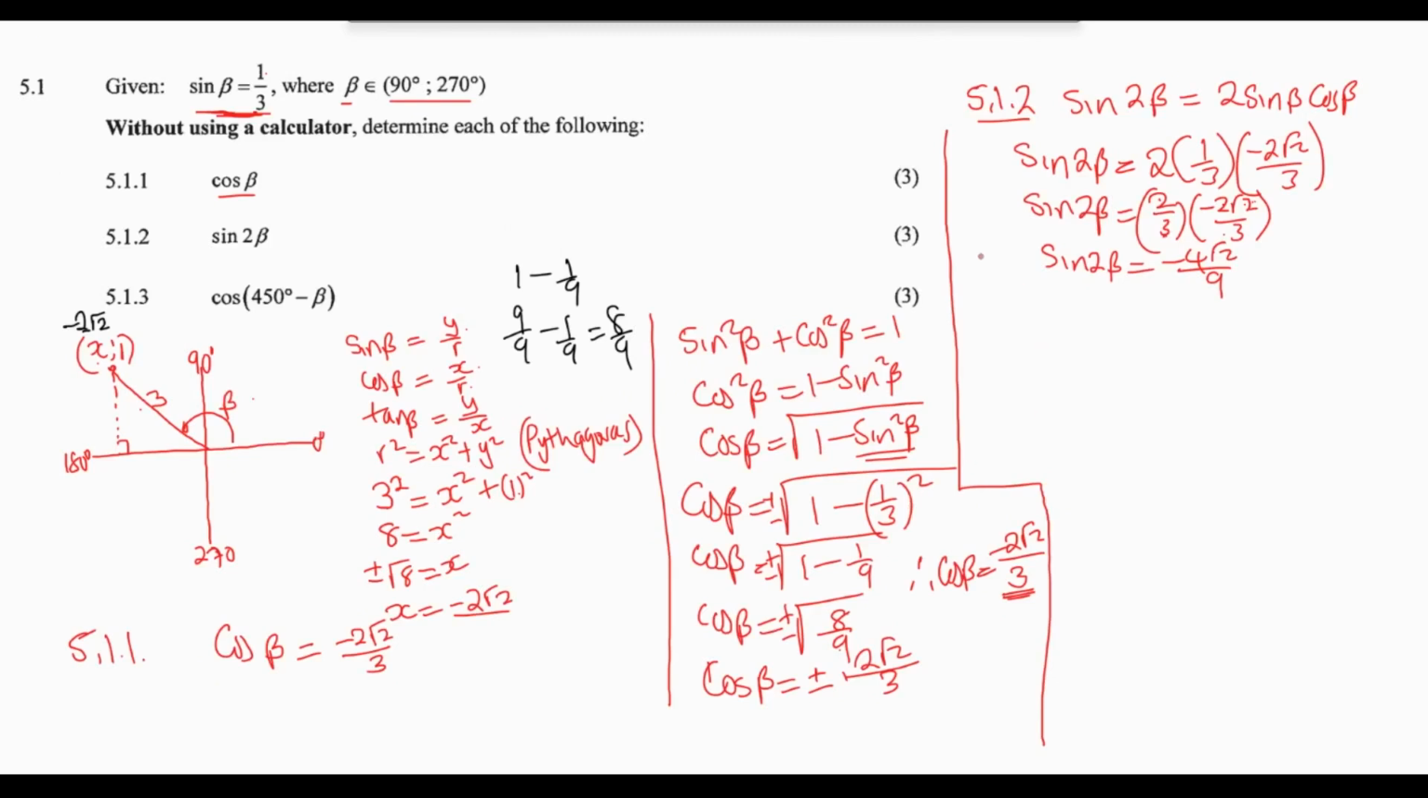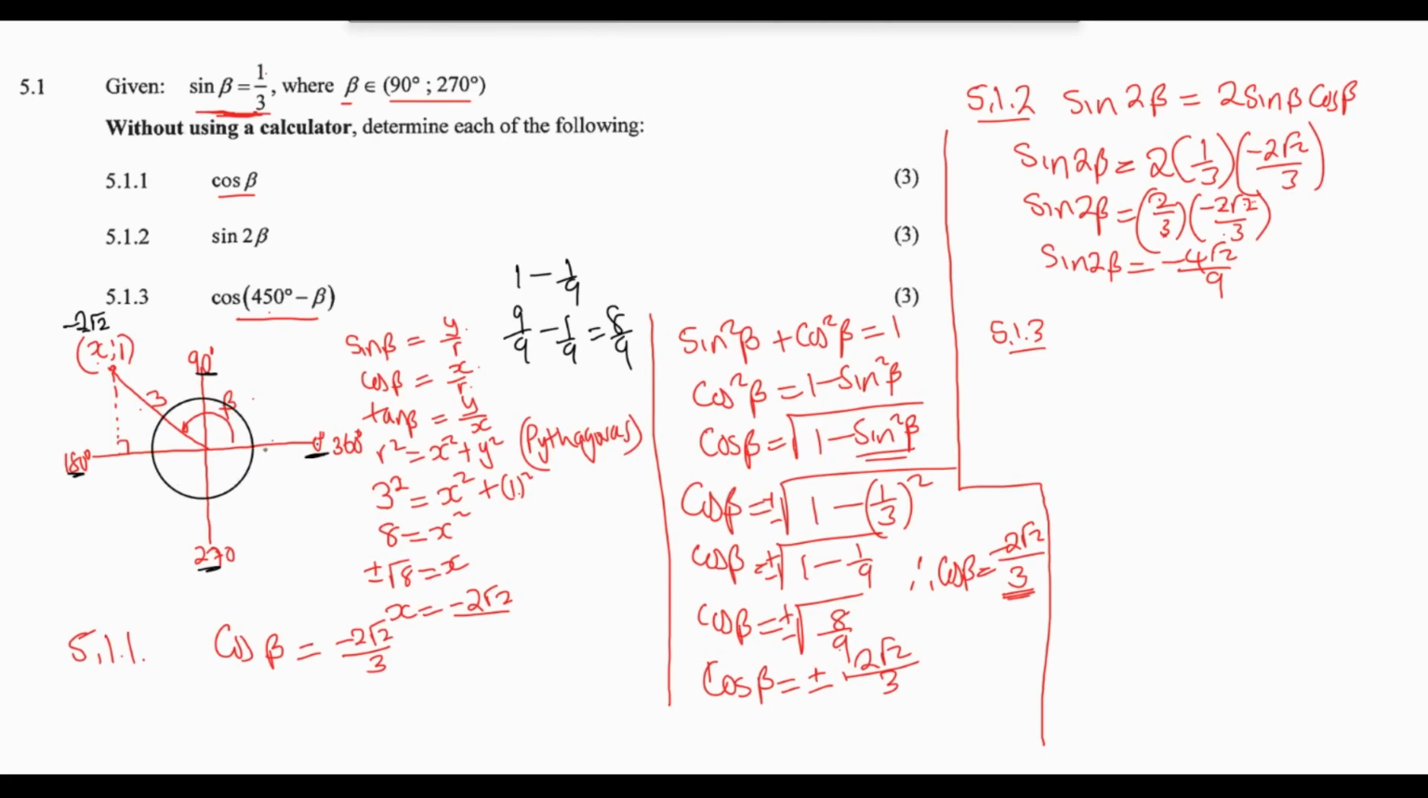Then let's do question 513. 513, right? And then cos 450 minus beta, right? 450. So how do you deal with this? Remember, this is 0, 90, 180, 270, and then 360. That's a complete revolution. So we've gone a complete revolution, 1.